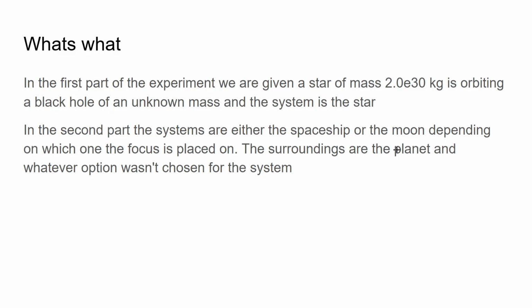What's what? In the first part of the experiment, we are given a star of mass 2 times 10 to the 30th kilograms orbiting a black hole of unknown mass, and the system is the star. In the second part, the system is either the spaceship or the moon, depending on which one you want to focus on, and the surroundings are the planet and whatever option you didn't pick for the system. So the surroundings of the moon would be the spaceship and planet, and the surroundings of the spaceship would be the moon and planet.